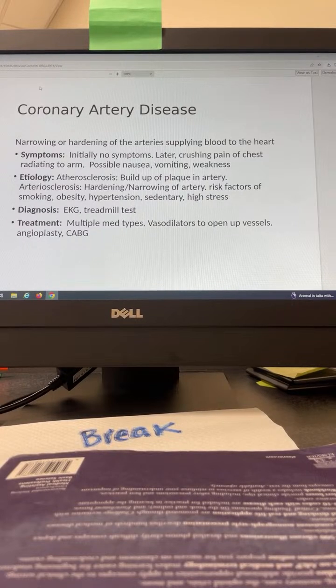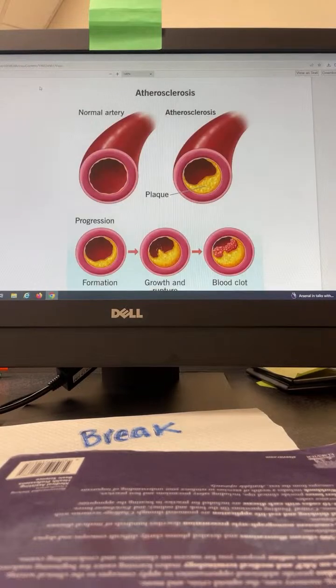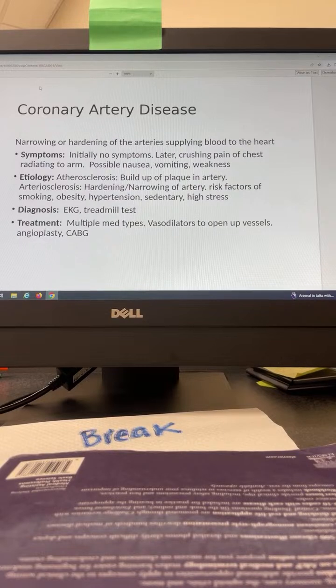How do we diagnose this? Well, you can do an EKG. You may see EKG or ECG in the book. EKG and ECG are the same. They both mean electrocardiogram. There's also the treadmill test. This is where they put a bunch of wires and electrodes on you when you go on the treadmill, and they measure your blood pressure and your heart rate to see how you're tolerating it, how your heart responds to exercise.